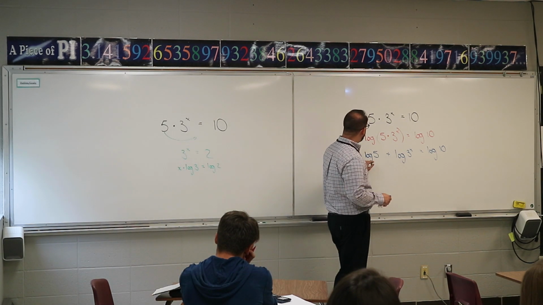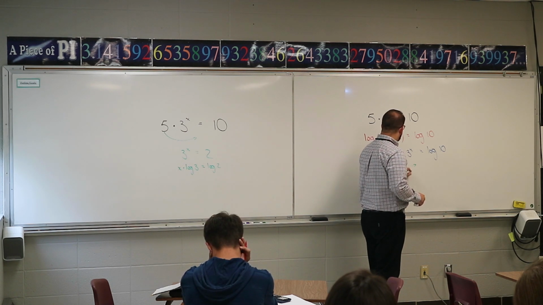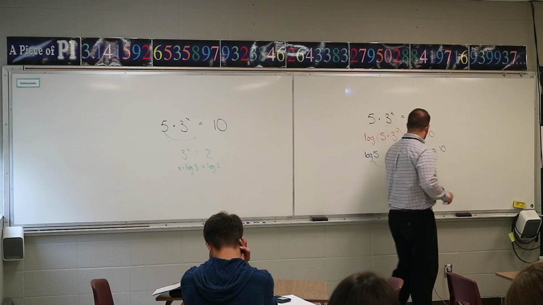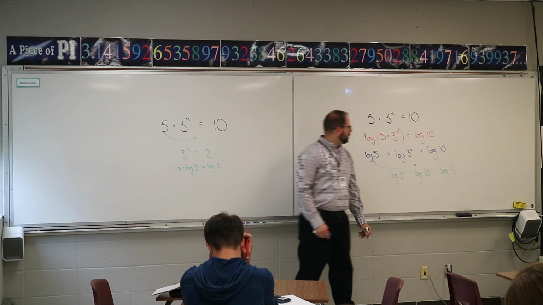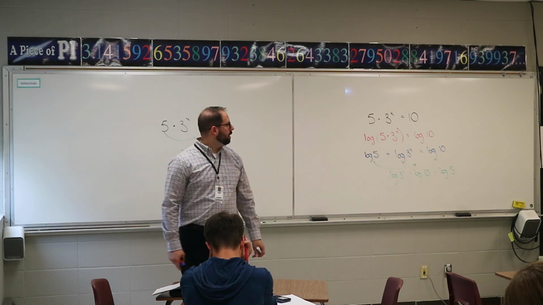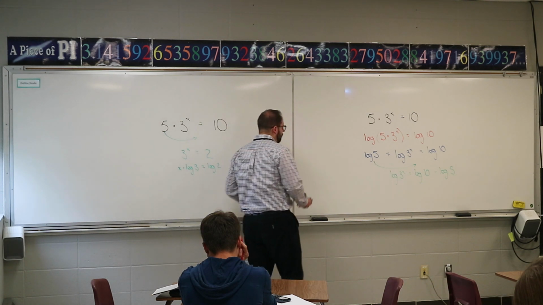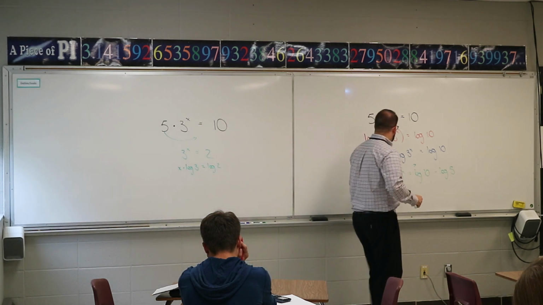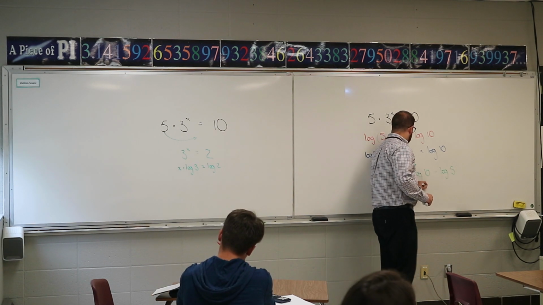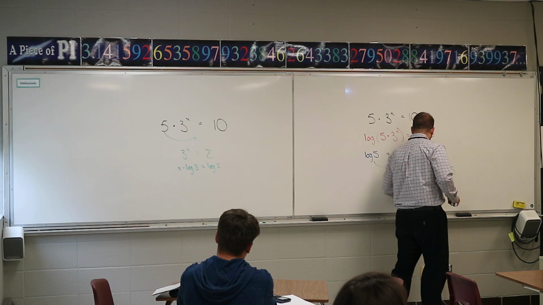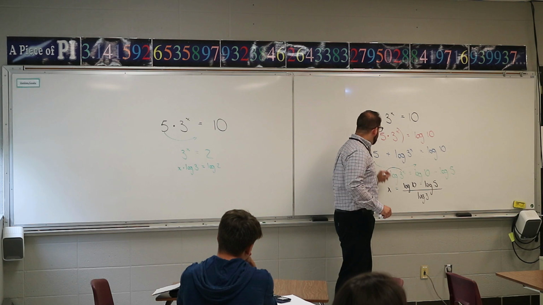To solve this, you would move the log 5 across. I would subtract it over. So this would be log 3 to the x equals log 10 minus log 5. I would just move those over. Then you can do the rest of the steps where you drop the power out front and divide. Drop the x out front, and it's log 10 minus log 5, all divided by log 3, because you drop the x out front and divide by the log 3.